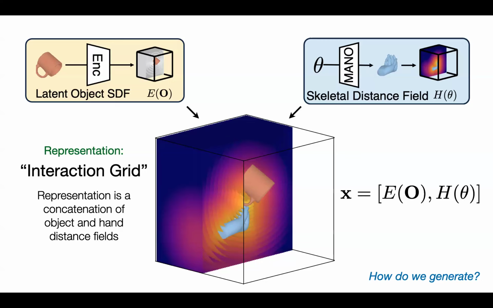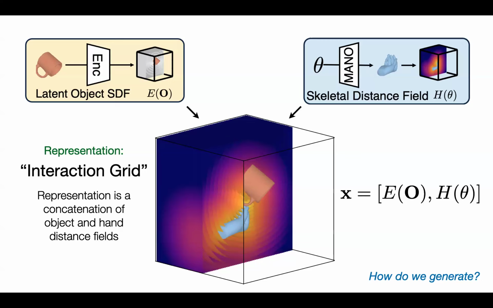Okay, so these are the two representations for hand and object, and we're going to concatenate them together, which gives us X. So X brings together the object representation and the hand representation, and we call this interaction grid. Okay. So this is our representation.